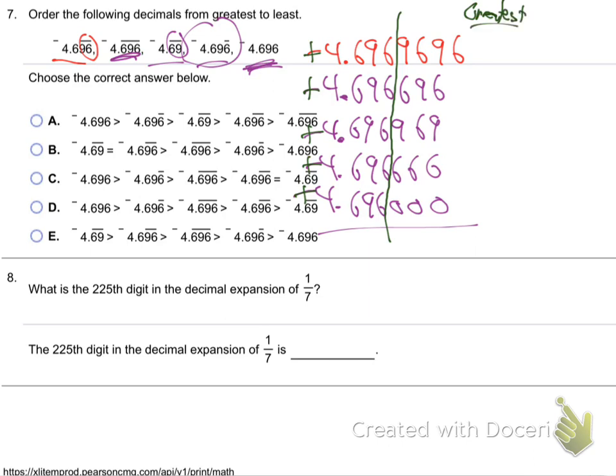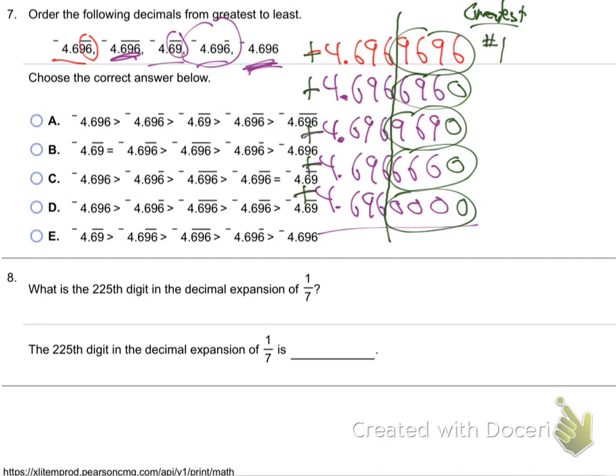So we're comparing. Let's fill in zeros so they all have the same. So just comparing these parts, which one of those numbers is the greatest? 9696. Oh, wait, hold on. I'm messing up. These should not be zeros. That was wrong, because these are repeating. They didn't end there. They're repeating, so it shouldn't be zeros.